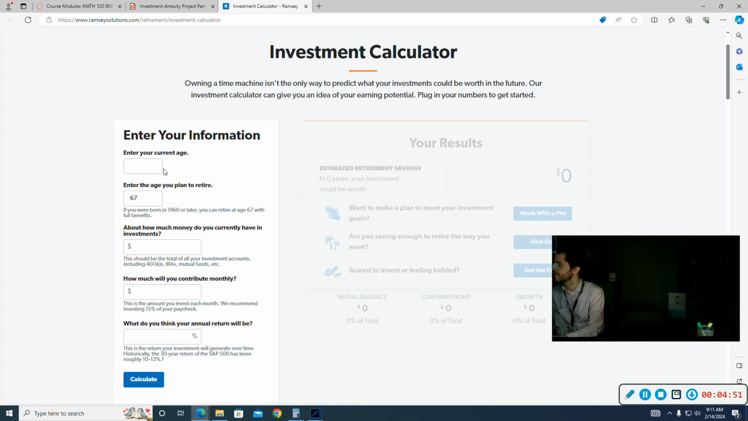So for me, I'll do me really quick. Let's say I start today investing. I am 33 years old. I'm going to retire when I'm 67. How much money do I have in investments? I don't know. Let's assume I've already saved some money. Let's say I've saved $10,000, right? And let's say that I'm going to contribute $500 every month.